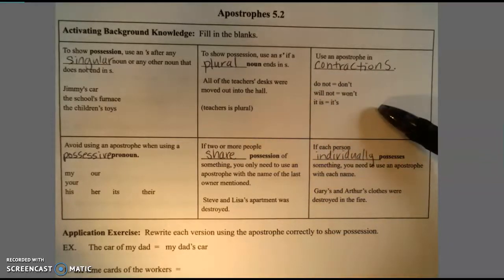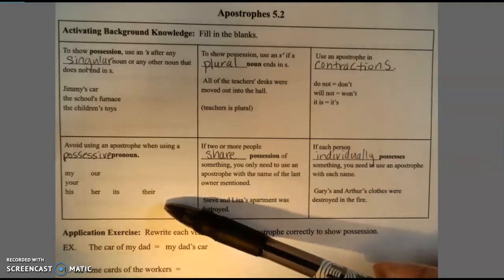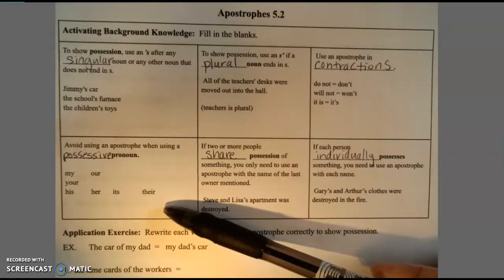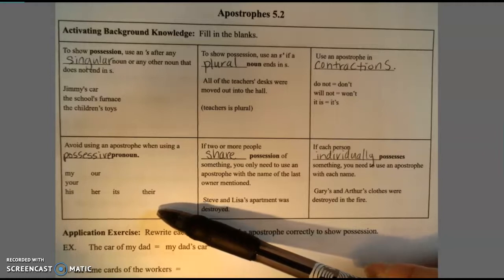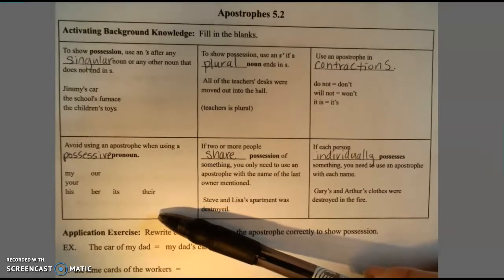We can use apostrophes to make contractions. Again, remember that idea or that image of it being a surgical scar to show something's been removed. We do not use apostrophes when we are working with possessive pronouns because the possessive pronouns are already possessive.